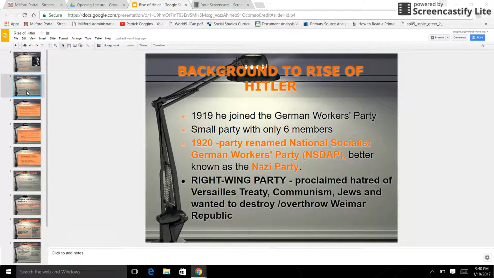So, a little bit of background about the rise of Hitler. He joined the German Workers' Party in 1919. It started out with 6 members. The party was renamed the National Socialist German Workers' Party, and that acronym is pronounced Nazi in Germany. So, a right wing party. Say that 3 times fast. It hated the Jews, the Treaty of Versailles, communism, and wanted to overthrow the Weimar Republic.